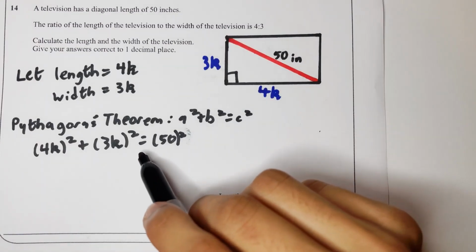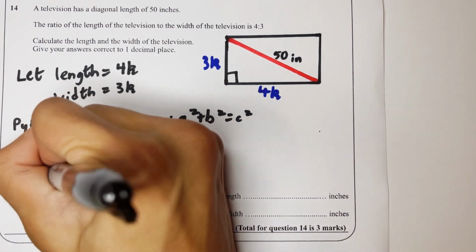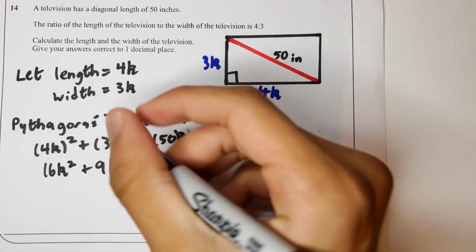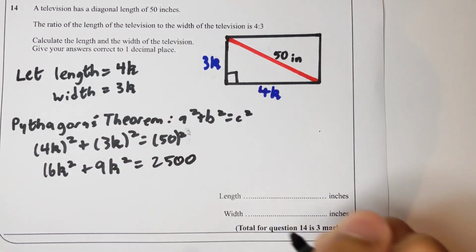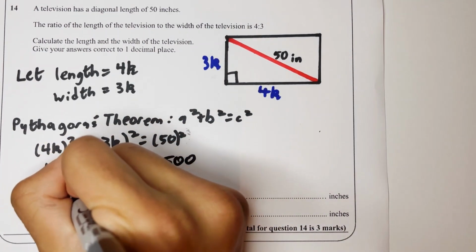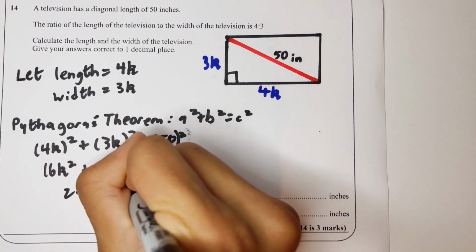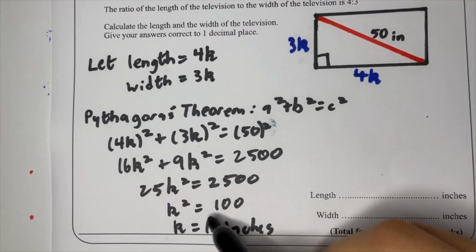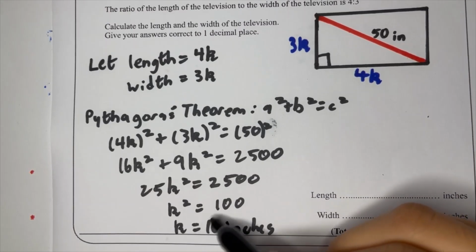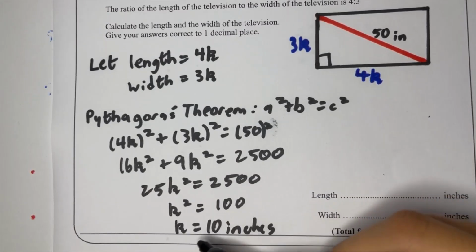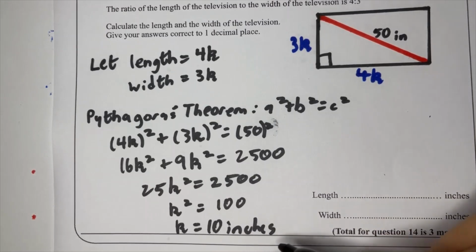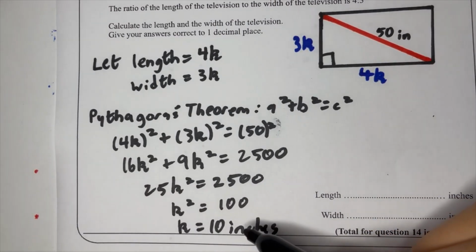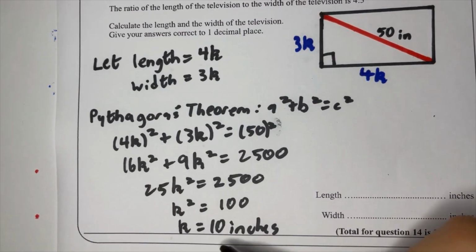k. To solve this equation, we can expand all of these brackets to get 16k squared plus 9k squared is equal to 2,500. This means that 25k squared is equal to 2,500. Now we can divide both sides by 25 to get k squared equals 100. Now to get k on its own, you just take the square root of both sides. So you get k is equal to 10 inches. Here you don't need to worry about the plus or minus sign, because k is a length, your answer can't be negative. So your answer is 10 inches only for k.